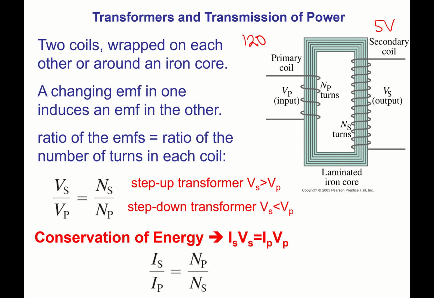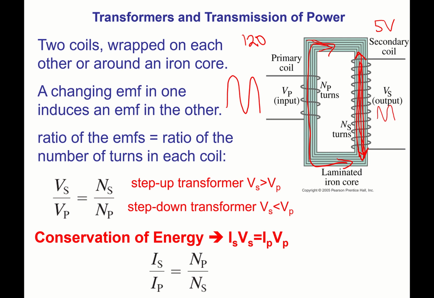What happens in the transformer is that when you have a changing current inside the primary side that's hooked up to the wall, it creates a changing magnetic field that goes around this iron core. So that's going to cause a changing magnetic flux inside the secondary side. Every time the primary voltage goes up and down, the secondary magnetic field is going to go up and down.